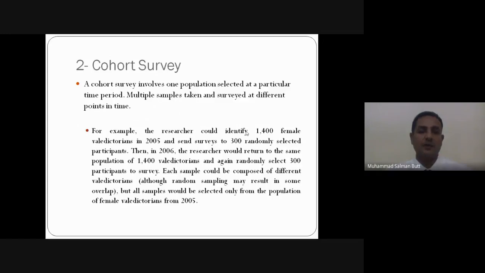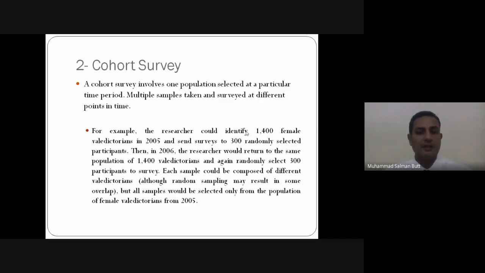So this is one of the most important research designs which is widely used in the world in order to study longitudinal survey research. And the book defines a cohort survey as involving one population selected at a particular time period, multiple samples taken and surveyed at different points in time.